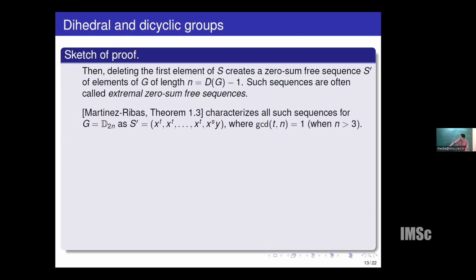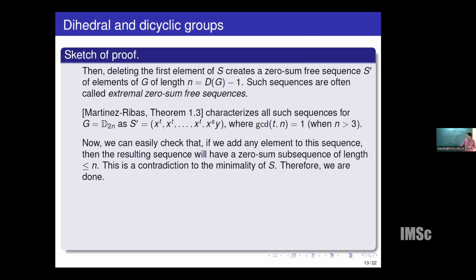S is, sorry, small s is just any number. T is something which is co-prime to n, but there is no restriction on S. It could be any power, starting from 0 up to, I guess, n. Yes, you can take any reflection, and the others are some rotation which is co-prime to n.